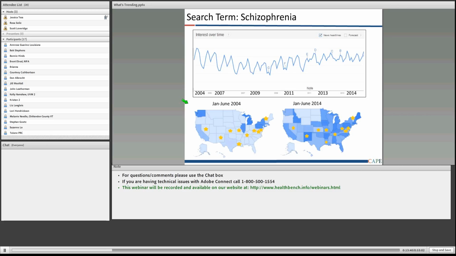Moving on to another search term, schizophrenia, also a mental illness topic. So for this search term, actually back in March of 2004, this was the highest point for people interested in this search term for Google in the United States. The top 3 states over this 10-year period were, excuse me, West Virginia again, Indiana, and Pennsylvania.